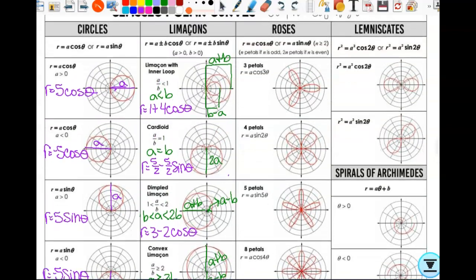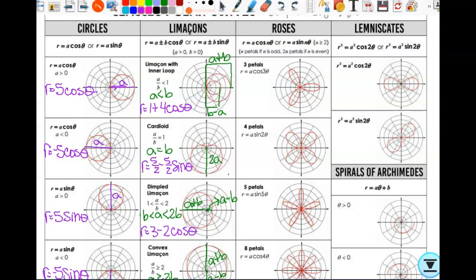Okay, so let's look at the roses. r equals A cosine n theta. So it looks very much like a circle equation. The difference is you have an n, you have a number in front of your theta of some sort. If n is odd, you have n petals. If n is even, you have 2n petals. Okay. So here we have 3 petals because it's r equals A cosine 3 theta. That's what gives me 3 petals, right?